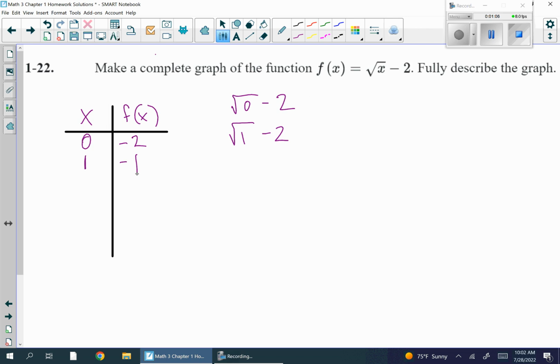So the next perfect square is 4. So the square root of 4 is 2. 2 minus 2 is 0. And the next perfect square is 9. So the square root of 9 minus 2 is 3 minus 2, and 3 minus 2 is 1. So you kind of get the idea on how to be very strategic.